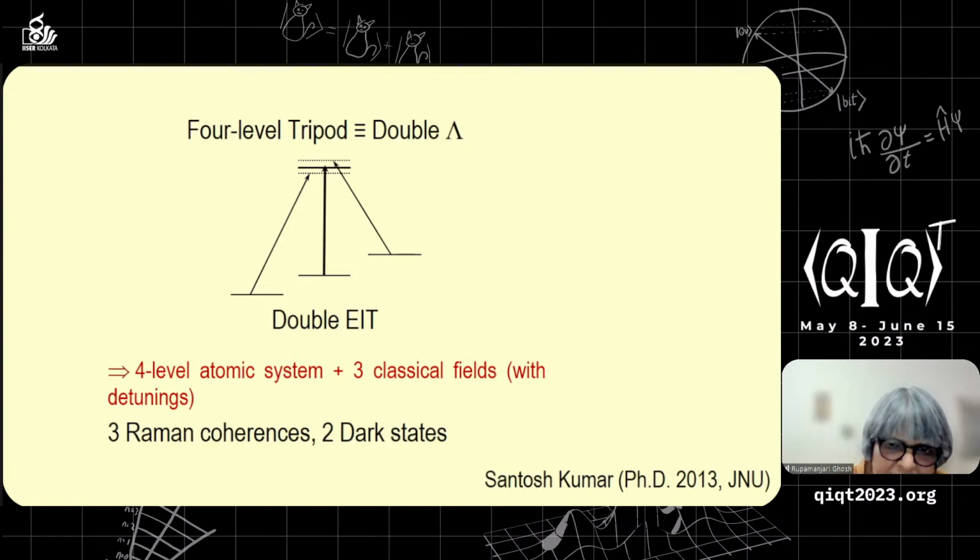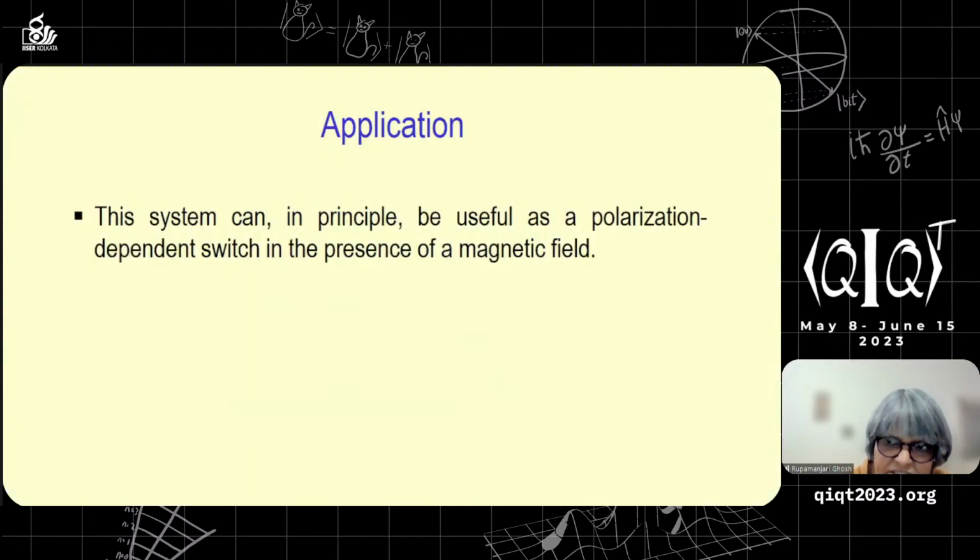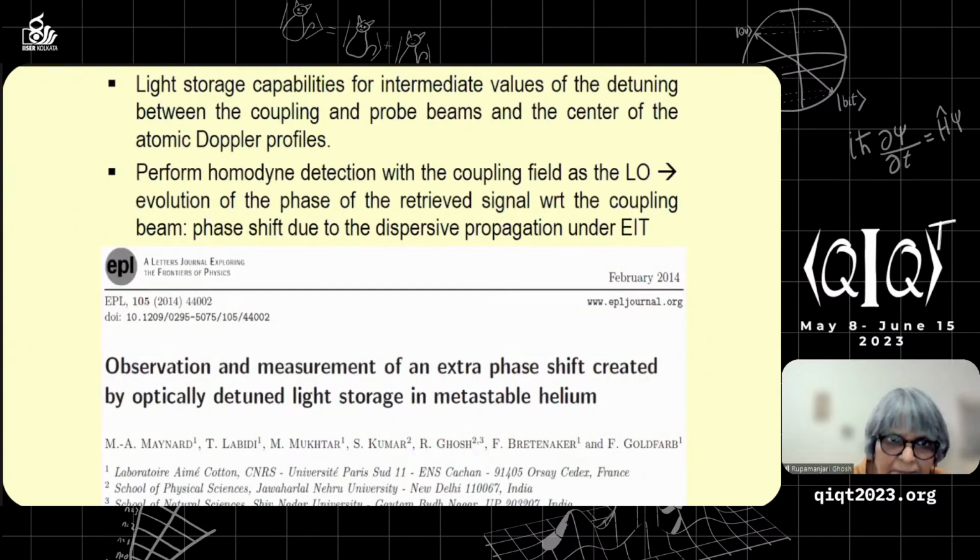You can actually solve this and try to figure out what exactly happens. This system actually works like a polarization dependent switch, in the presence of a small magnetic field, so it's extremely useful. Another example. I mentioned briefly the adiabatic process. So I think the question that, again, this particular paper, I'll not get into this.